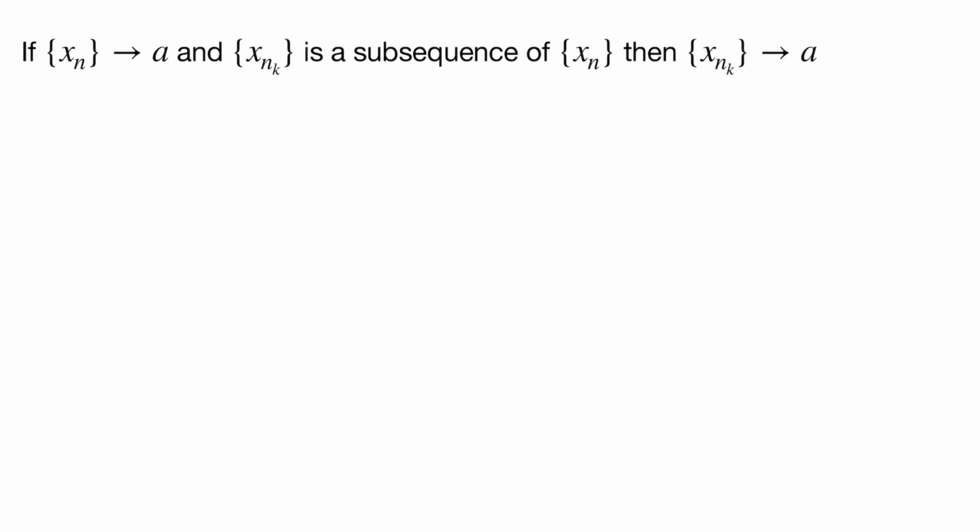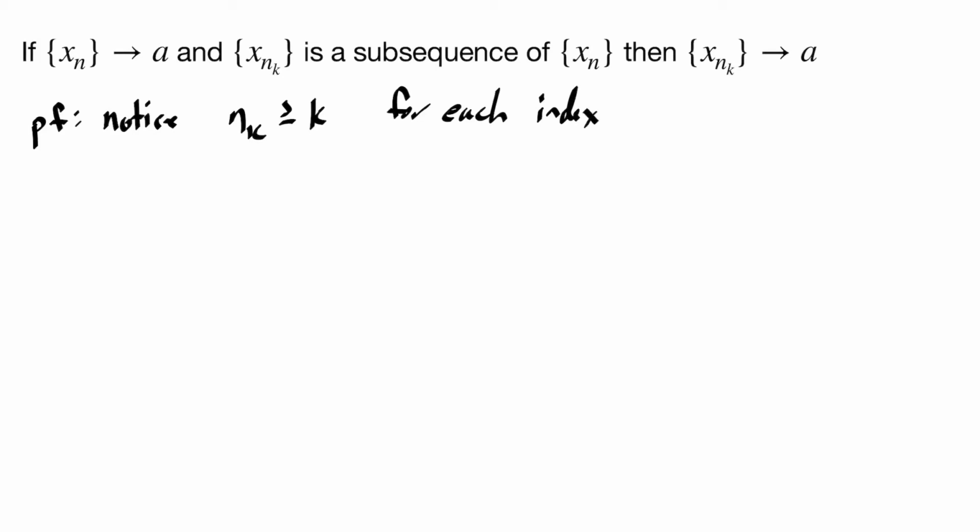We do the proof kind of like you might expect, and that is we're going to let the distance between x sub n and A become less than some epsilon, and then notice that our subsequence indices have to be bigger than those k's. So first we'll notice n sub k is greater than or equal to whatever that k is for each index n sub k, and that makes sense, right?